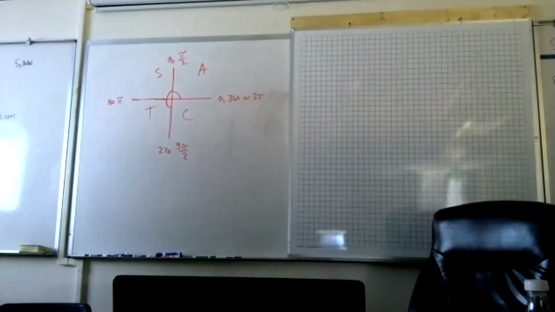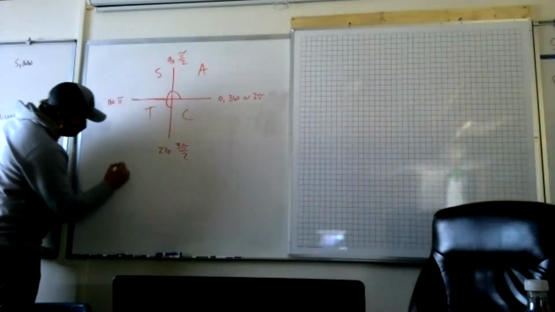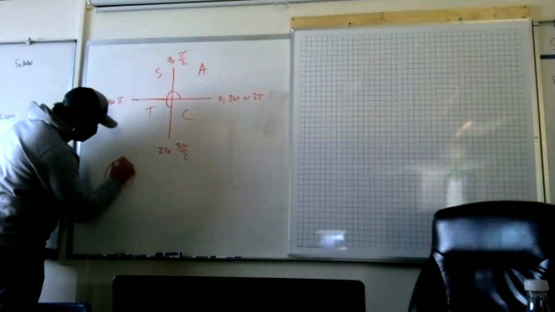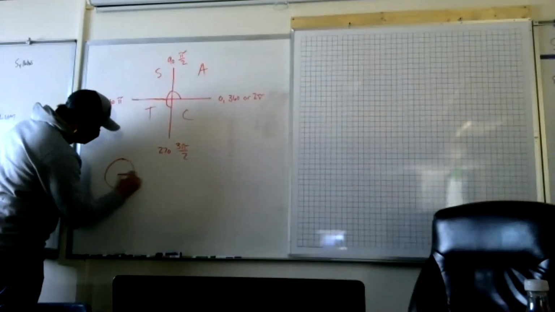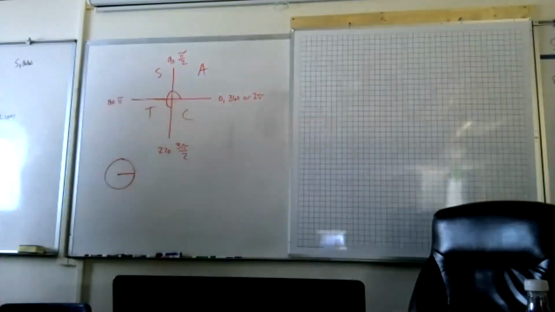So what we need to realize in a circle, if I were to just draw a circle, right, and I find my center, and I have the radius here, as I move around that circle, does the radius ever change?